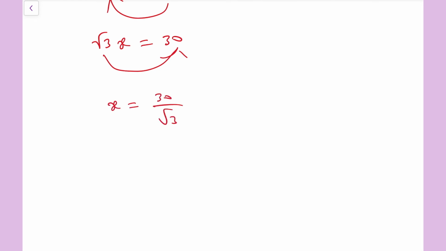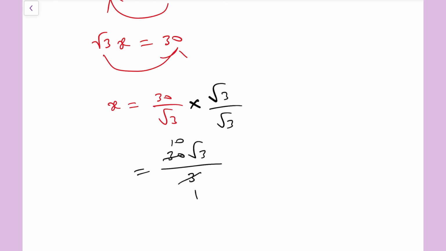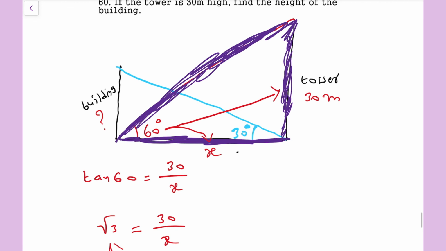Already we know the basic concept, that is multiplying and dividing by root 3 again. 30 into root 3, 30 root 3 divided by root 3 into root 3, which is 3. 3 tens are 30. So we got the answer as 10 root 3 meters. What is that? The x value. So this is 10 root 3.